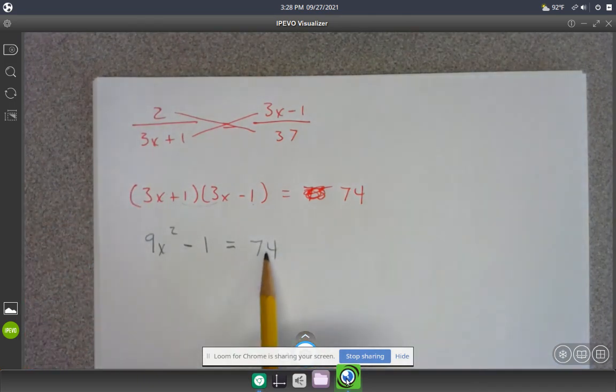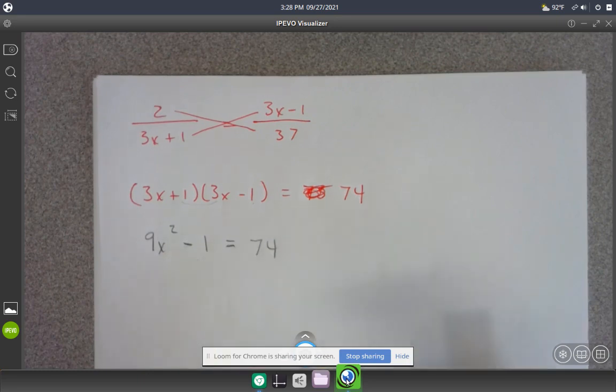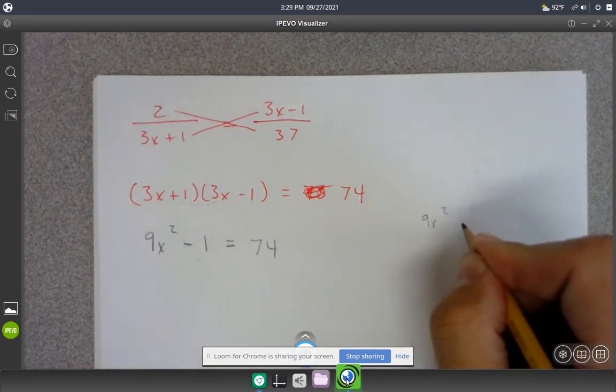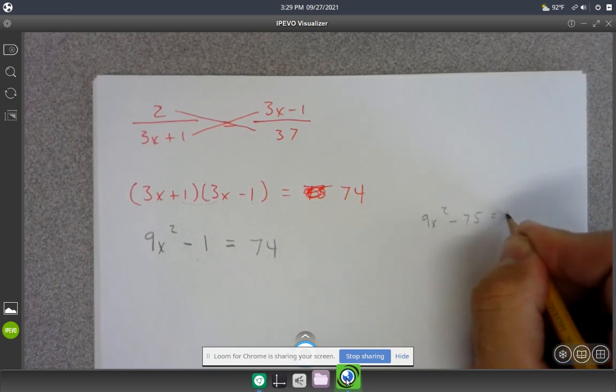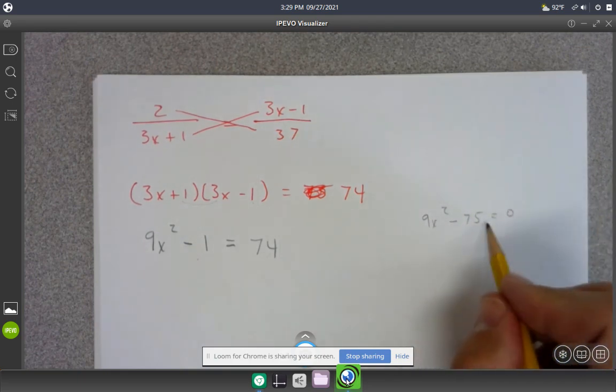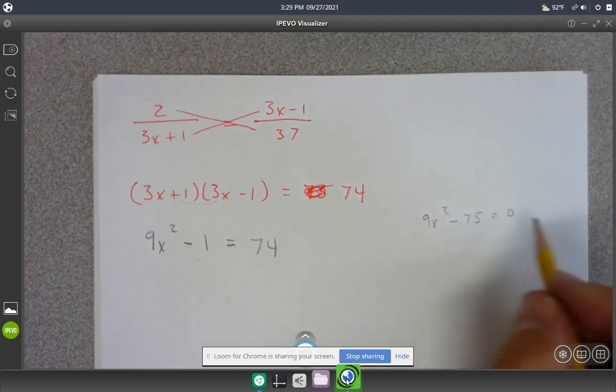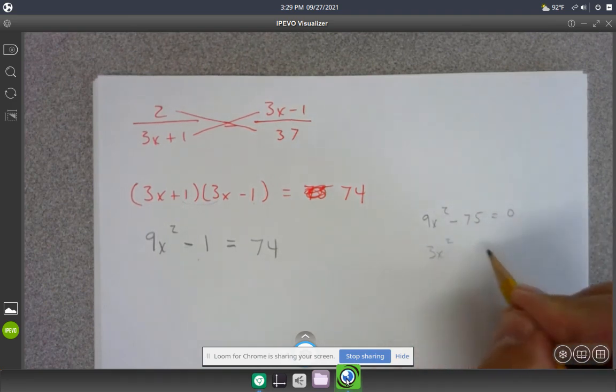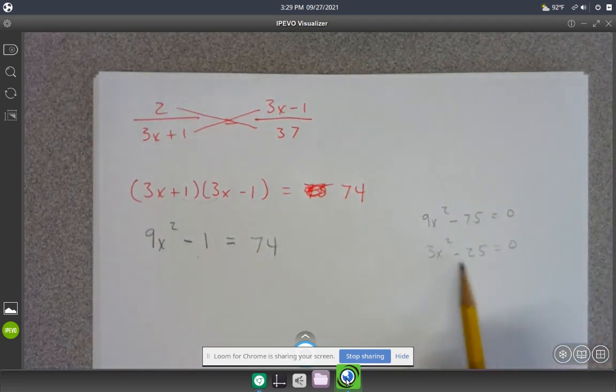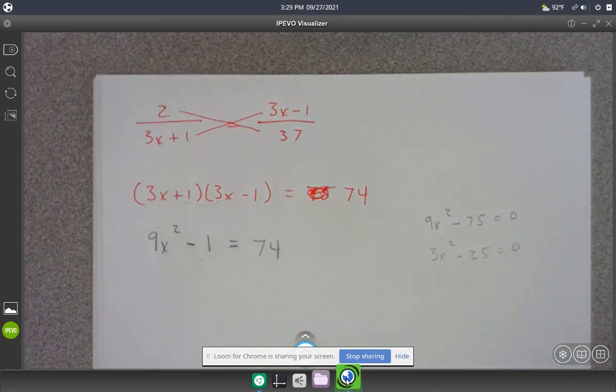So I could move the 74 over to this side and then try to solve this by factoring. I'll show you that real quick. 9x squared minus 75 equals 0. They do have a 3 in common. I could divide the equation by 3. It's 3x squared minus 25. But I actually can't go any further here. I cannot factor this expression. So I won't be able to solve this one by factoring. But I can just solve it the normal way, by inverse operations.